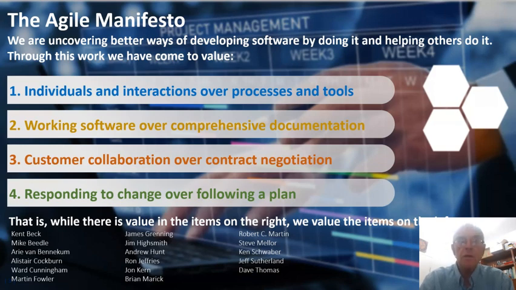3. Customer collaboration over contract negotiation. The Agile Manifesto promotes a collaborative relationship between development team and customers or stakeholders. This involves continuous involvement and feedback from customers throughout the development process, as opposed to relying solely on predefined contracts and negotiations. 4. Responding to change over following a plan.